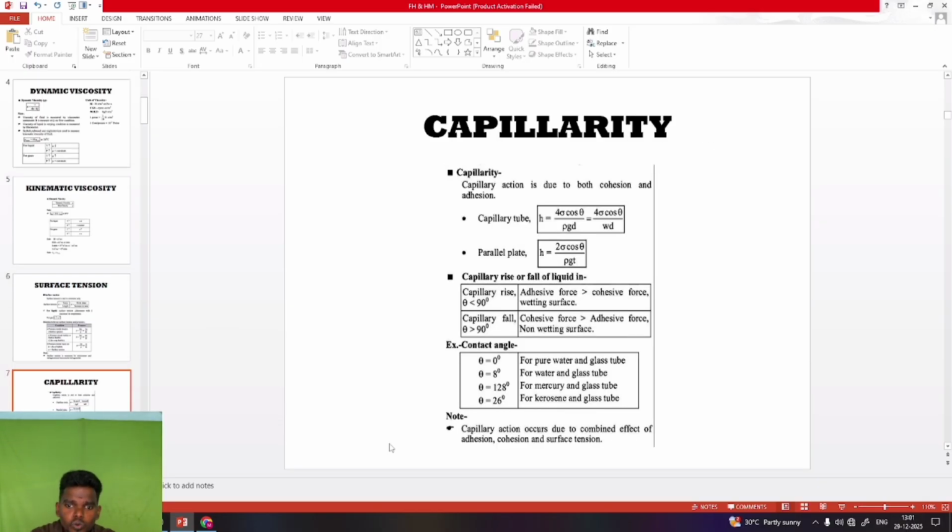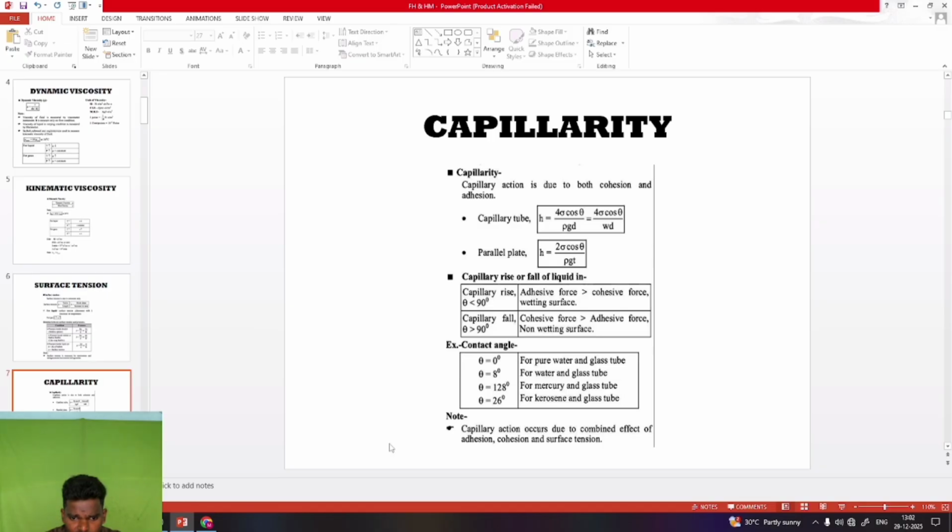Capillary action is due to both cohesion and adhesion. For a capillary tube, the capillarity height H is equal to 4 sigma cos theta divided by rho g D, which can also be simplified as 4 sigma cos theta divided by W D. And capillarity in a parallel plate, H is equal to 2 sigma cos theta divided by rho g t.